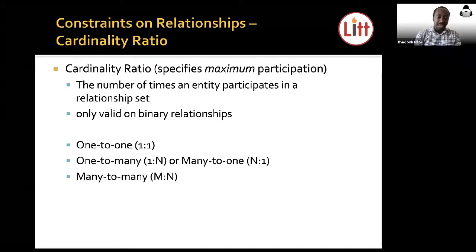There are 3 main, or people call 4 main, but they are mainly 3. We have the one-to-one, the one-to-many, or the many-to-one, and then the many-to-many. So I'll use the rest of the time to explain these 3 cardinality ratios: one-to-one, the one-to-many, and then the many-to-many. As I said, it's valid on binary relationships, meaning that there are 2 entities involved. So let's take the first one.